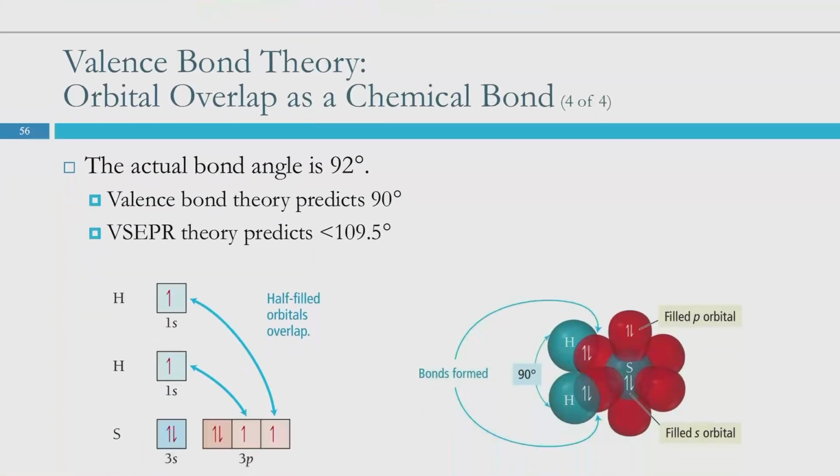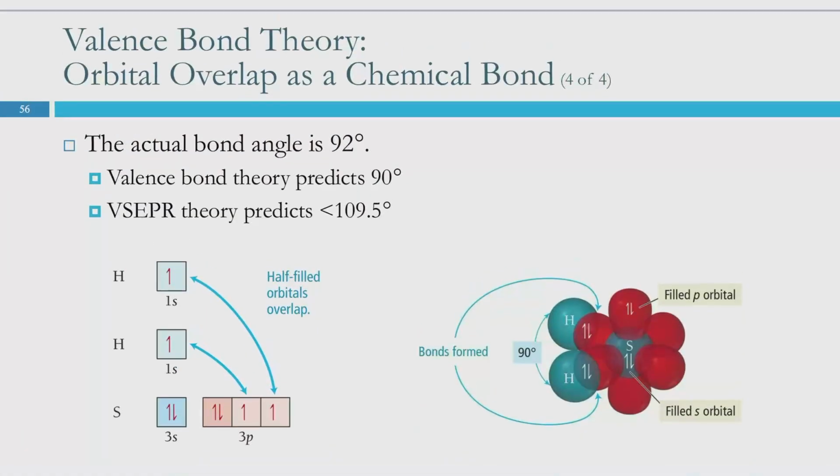If we look at H2S, so we're looking at H2S. The actual bond angle is 92 degrees. Valence bond theory predicts 90 degrees. Valence shell electron pair repulsion theory predicts just less than 109.5.